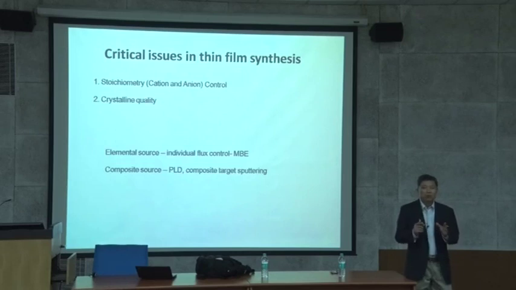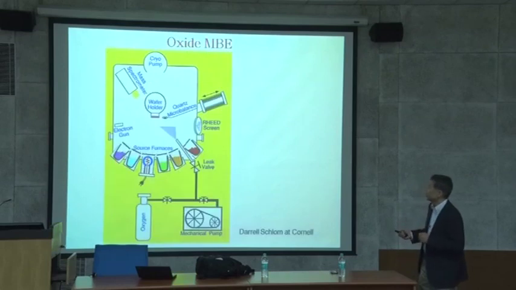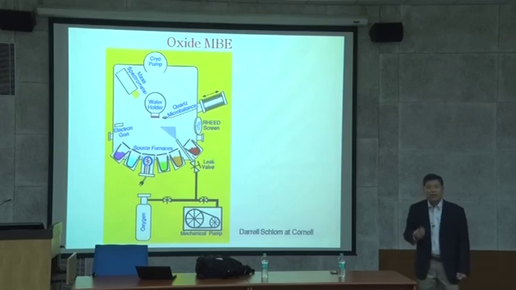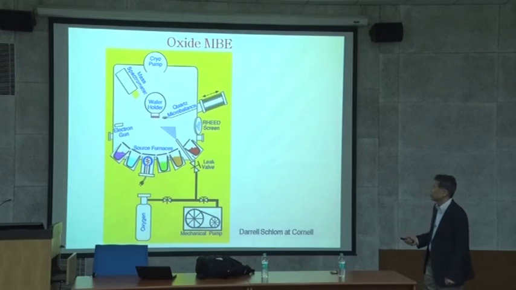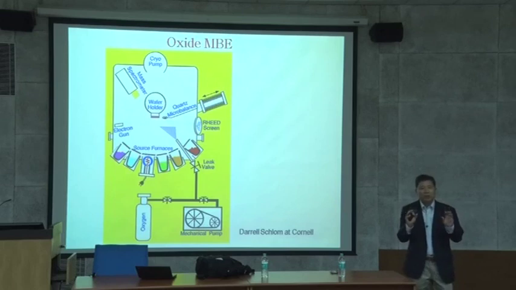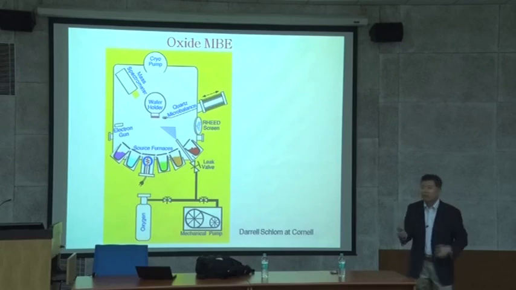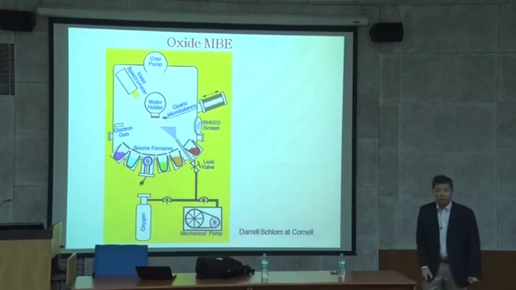For example, you have strontium titanate, and this is an example of oxide MBE. I got it from my friend, Darrell Schlom, at Cornell. The technique allows individual elemental flux control. So for example, you have strontium and titanium, two different elements, and you have independent sources, independent temperatures, and your flux is stoichiometric. You have exactly a one to one ratio of flux and provide exactly stoichiometric thin films on the wafer.